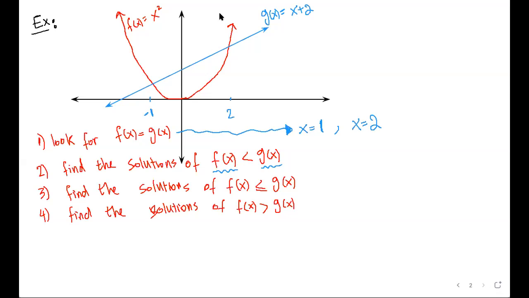This one? I'll try. Yes, you can try. So where f of x is less than g of x, it will be from -1 to 2. -1 to 2, right? This is true.